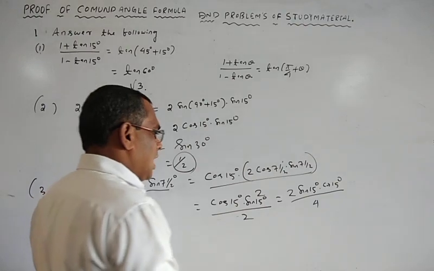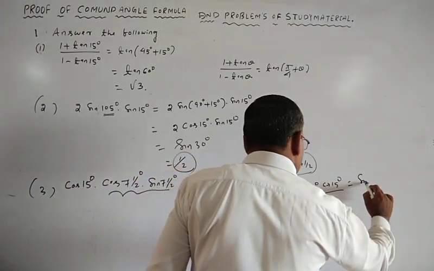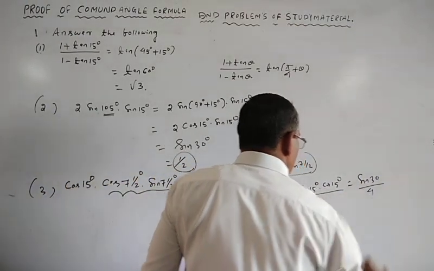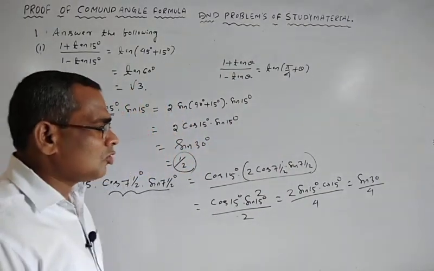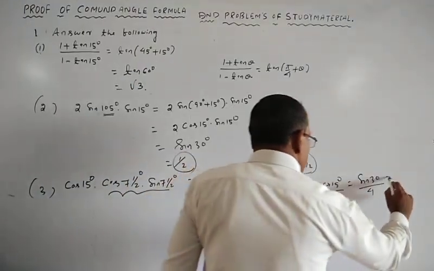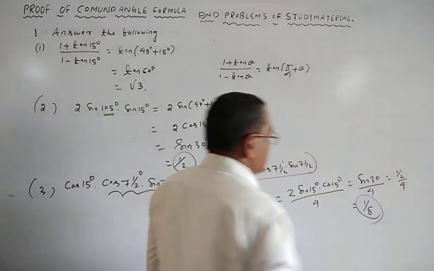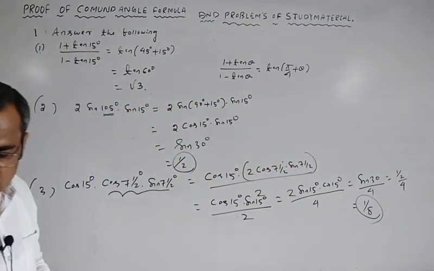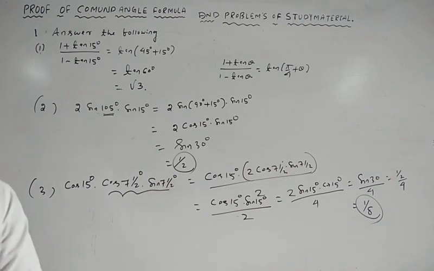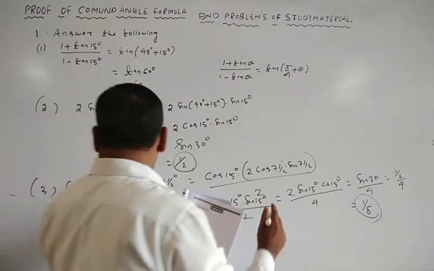We get a formula. So this is equal to sin 30 by 4. Sin 30 means 1 by 2, so 1 by 2 by 4. So this is 1 by 8. So the answer is 1 by 8. Okay. Next, fourth number: sin 20 degree.